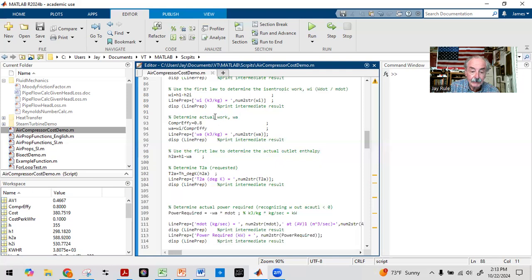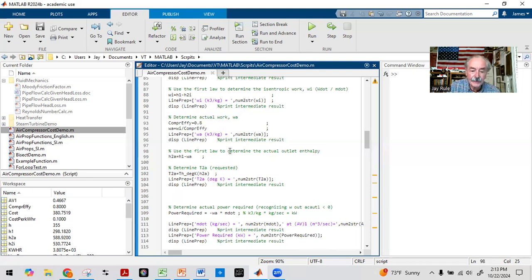Okay. Now, next comment, determine the actual work. So I'm entering the compressor efficiency, 0.8. I remember my definition of compressor efficiency so that W actual, WA, is WI divided by compressor efficiency. It's going to be a bigger negative number. Okay. Now, we're doing great. So we've got WA, we have M dot. A little further down, we've got everything we need to calculate the compressor power.